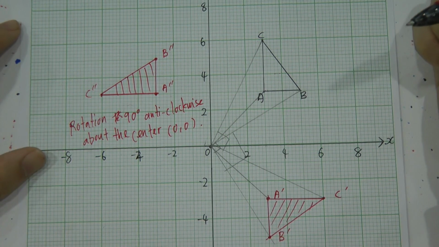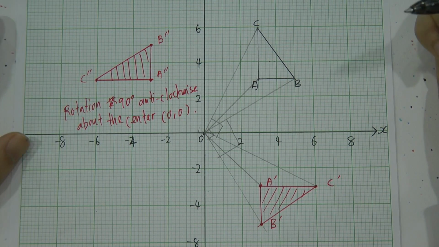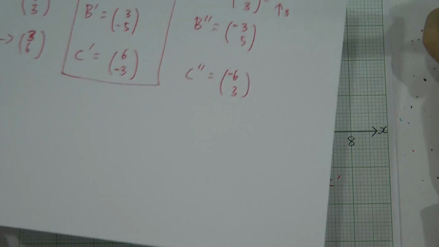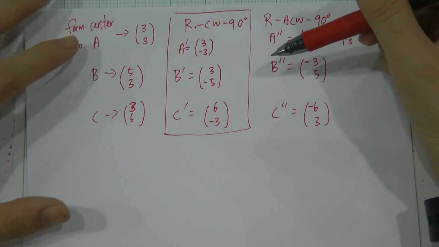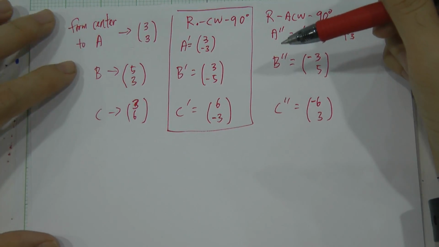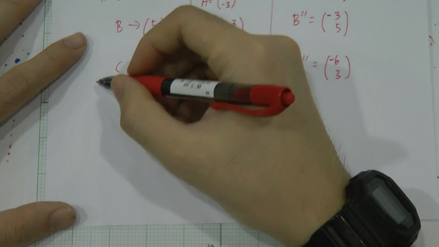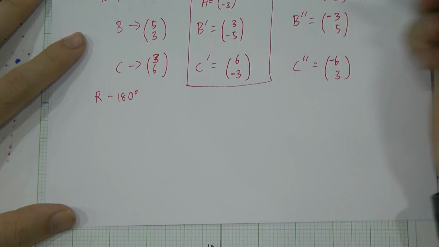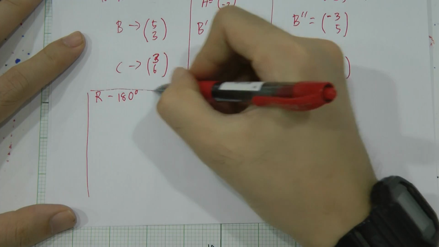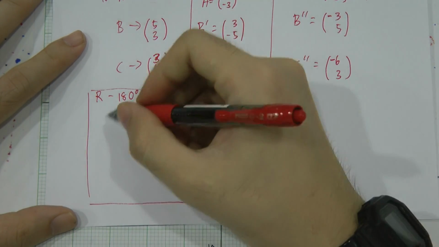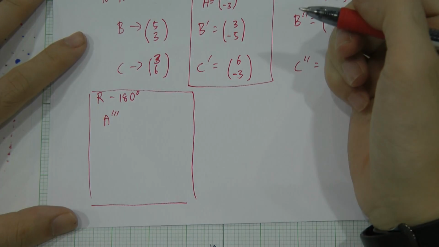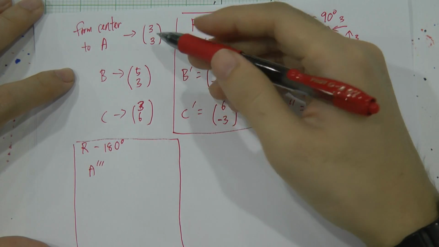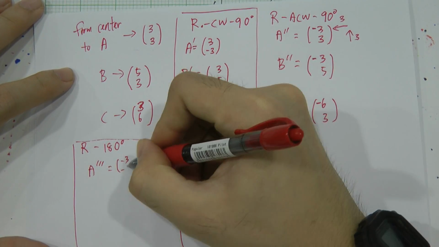Alright, and then how about 180 degrees? Actually 180 degrees is quite simple, but since I already taught you the translation method, I'm going to use the method for 180 degrees also. So this one is rotation 180, which does not have clockwise or anti-clockwise, so rotation 180 degrees. For this one, I say it's very simple. I put A. What you need to do is add a negative for both. So you have -3, -3.